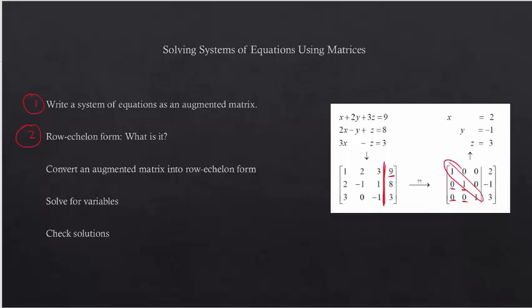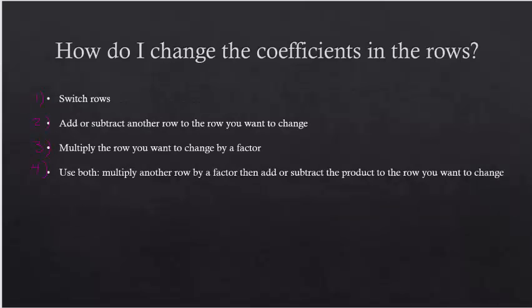We talked about the rules for converting an augmented matrix into row echelon form. So we could switch the rows. We can add or subtract the rows. We can multiply a row by a factor. We can also use a combination of multiplying a row and then adding that product to the other row. So a combination of multiplying and adding.